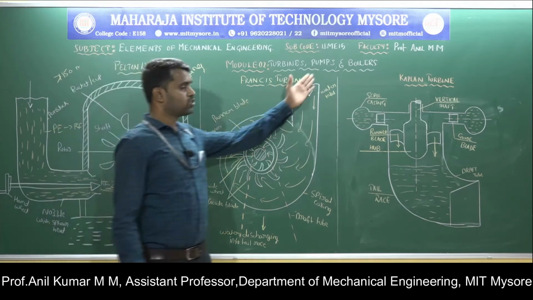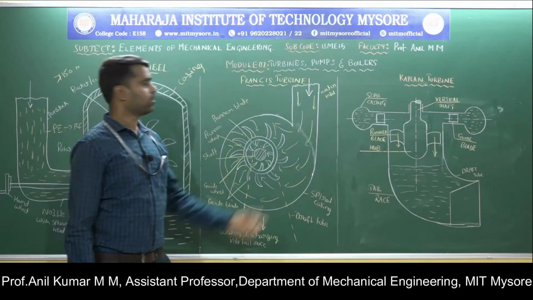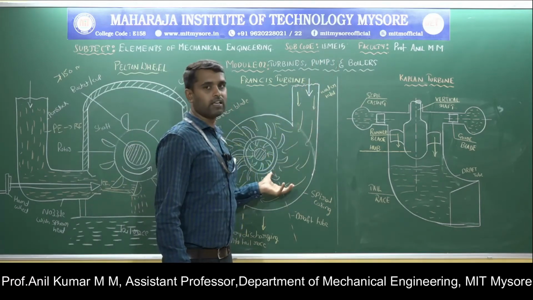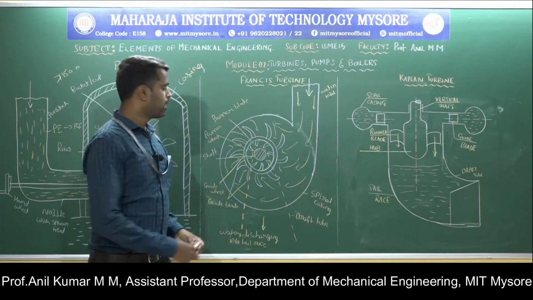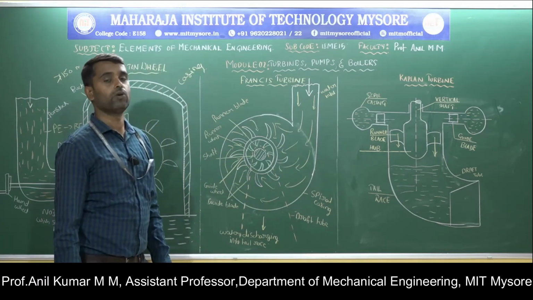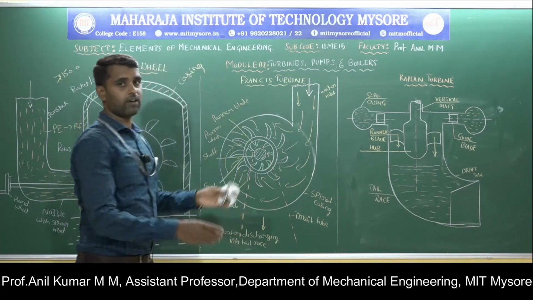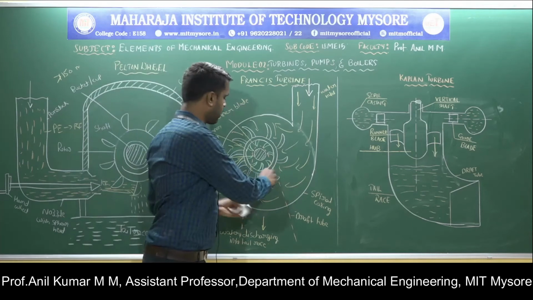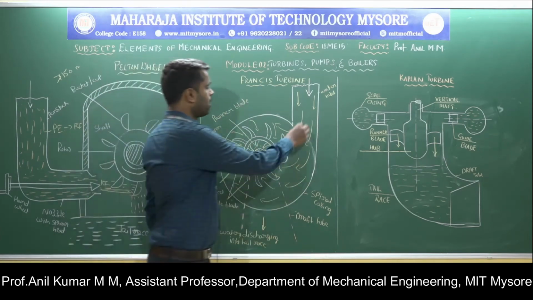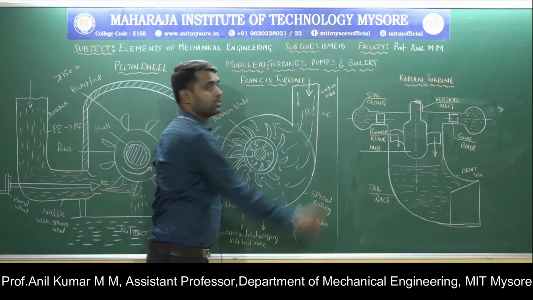Initially the water from the reservoir enters into the spiral casing through the penstock. In that spiral casing, part of the potential energy gets converted into kinetic energy, because the spiral casing is designed in such a way that the cross sectional area of the spiral casing is gradually decreasing. So the part of potential energy of the water gets converted into kinetic energy.